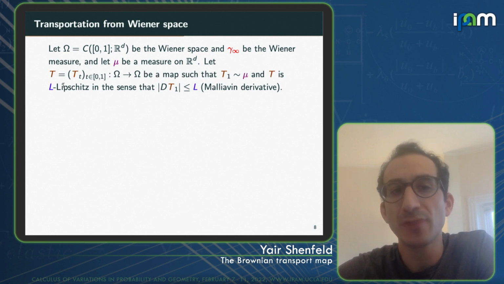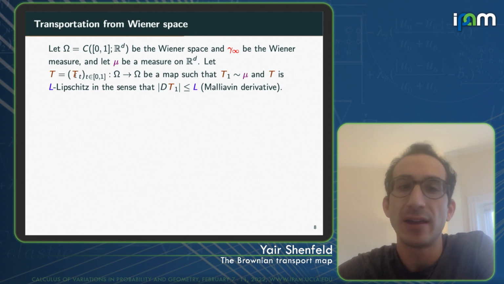Okay, now suppose we have the following map. Let's say we had a map from omega to omega, so from the Wiener space to itself, and I'm going to write it as T sub t here because it's a function. So once you apply T to little omega, you just get a function from [0, 1] to R^d. So that's why we have the sub t here.